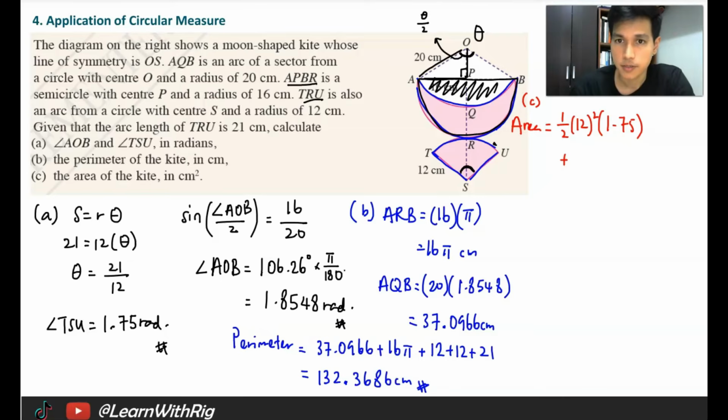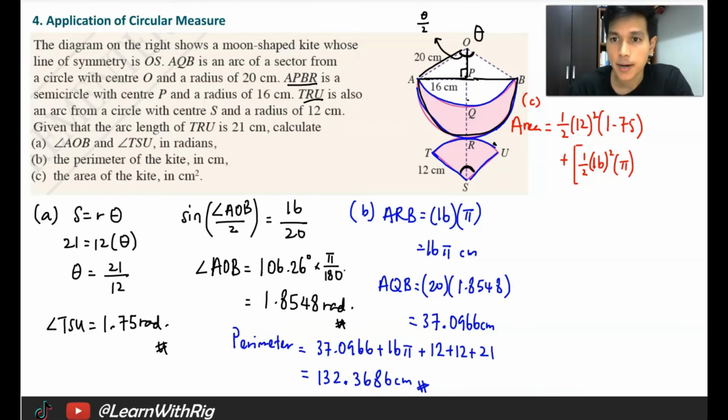plus, okay, now here is where it gets tricky. So you want to first find the semicircle first, right? So semicircle is 1 over 2 r square. What is r? r is 16 square. Theta, I don't know whether you can see or not because I color. So r, the radius is 16, and then theta is what? Half a circle is pi.